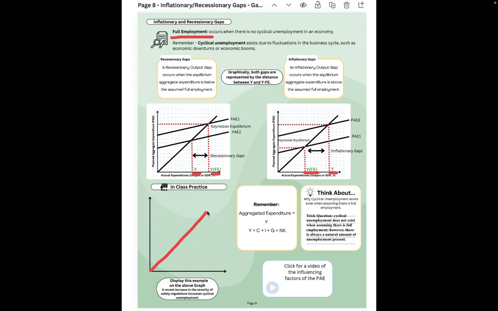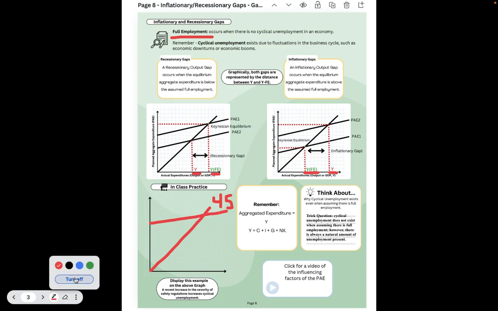So, on a graph, you have your standard PAE curve, which is a 45-degree angle. And you have your PAE1, which is where you're supposed to be, up here. I will mark the Keynesian equilibrium of that in black. However, your actual Keynesian equilibrium ends up being somewhere around here. And that is because your PAE curve number 2 is actually right around here.